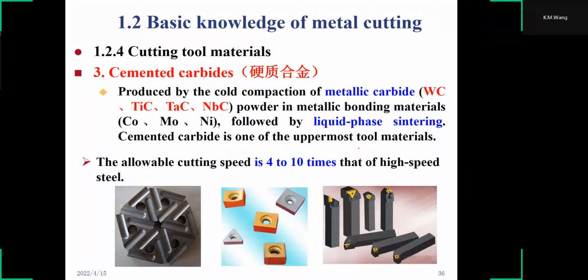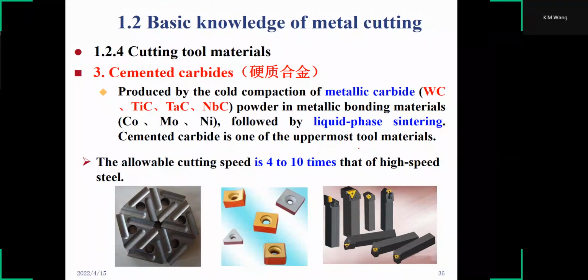This is produced by the cold compaction of metallic carbides like tungsten carbide (WC), TiC, TaC, and NbC in powder form with metallic binding materials like Co, Mo, and nickel, followed by liquid phase sintering.